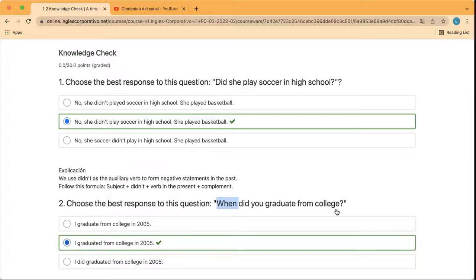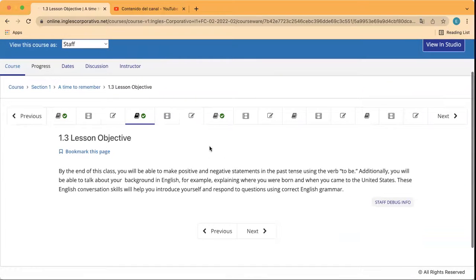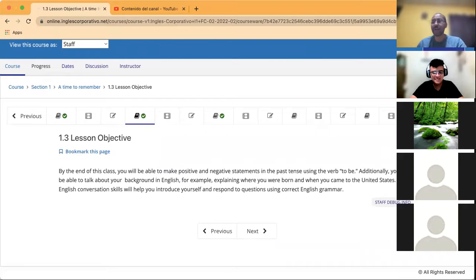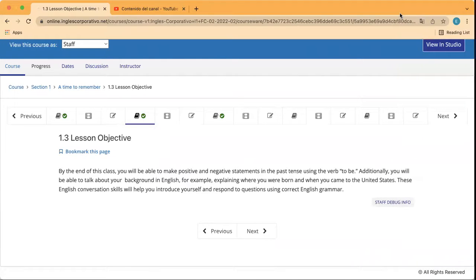Okay. Let's continue then. Now we go on to our next one. Here, who would like to read the instructions or the objective of this lesson? By the end of this class, you will be able to make positive and negative statements in the past tense using the verb to be. Additionally, you will be able to talk about your background in English, for example, explaining where you were born and when you came to the United States. This English conversation skill will help you introduce yourself and respond to questions using correct English grammar.